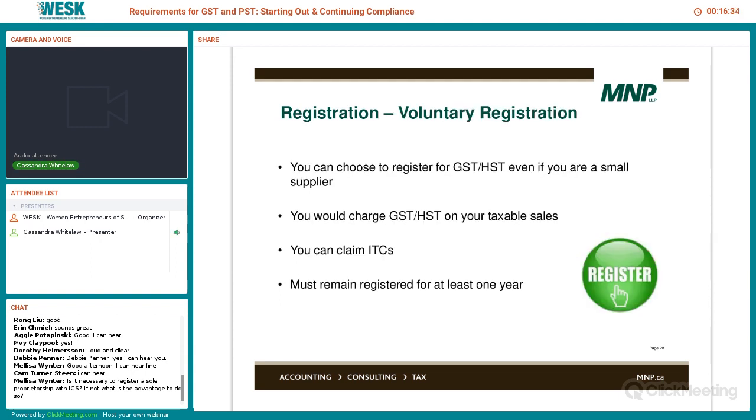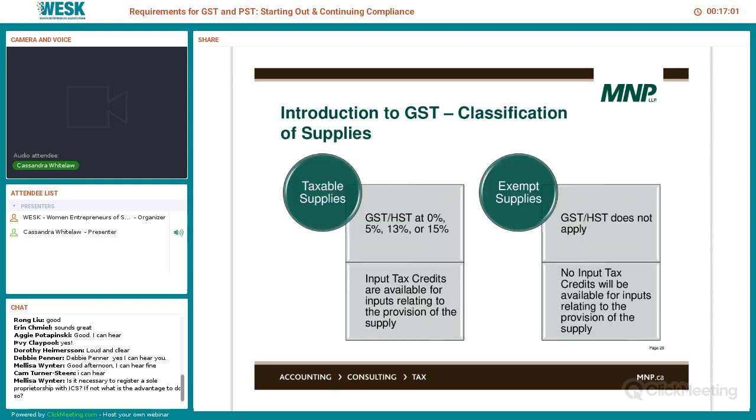Even if you are under the small supplier threshold, you can still choose to voluntarily register for GST. The advantage to this would be if you've got a lot of startup costs in your business but are earning a lot of revenues, because you will be able to take a credit for the GST paid. If you are registered for GST, then you have to charge GST on your supplies until you cancel your registration. If you register voluntarily, you also have to remain registered for at least a year.